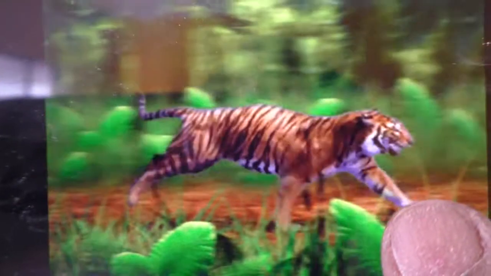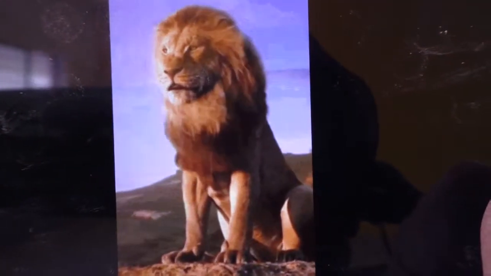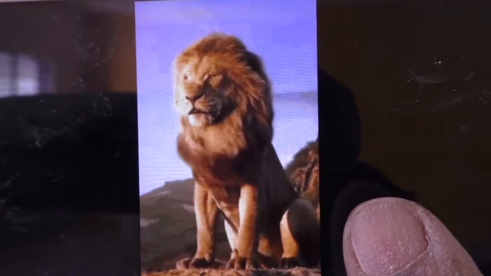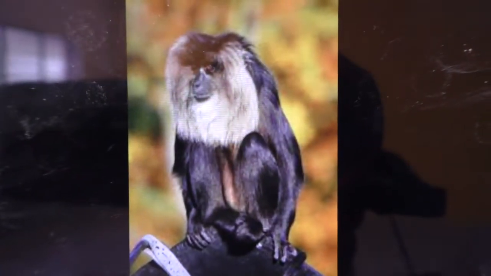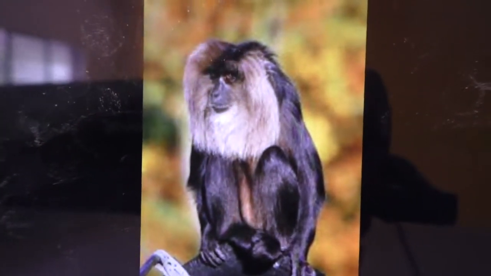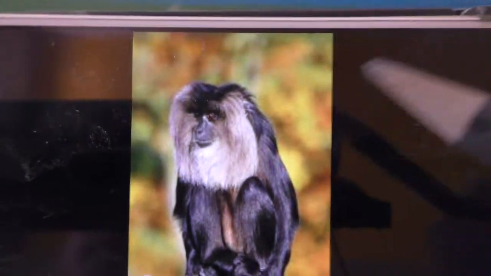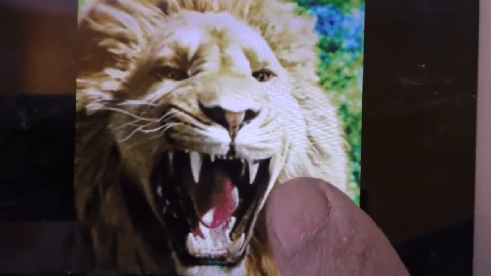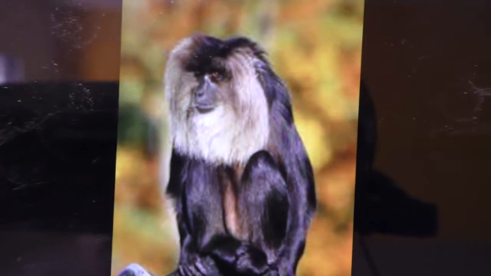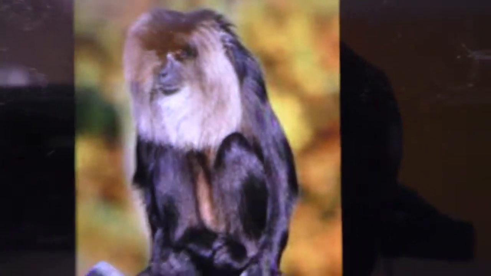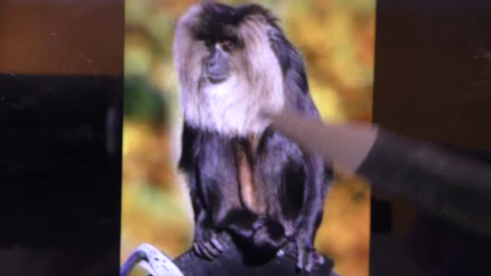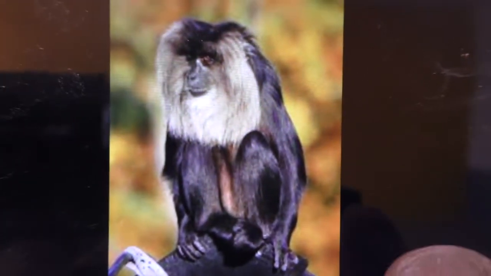Tiger and lion. These are the animals which live in the tropical rainforest. Tropical rainforest. What is this? Bear. Look at the bear. See, it looks like the lion. It has a beard, called a mane. M-A-N-E, mane. Silver white mane. It has a beard.